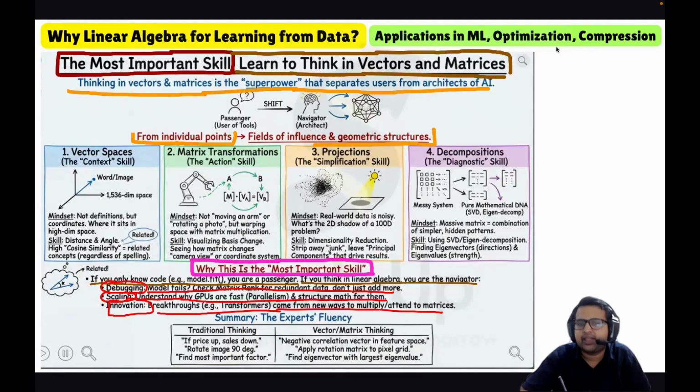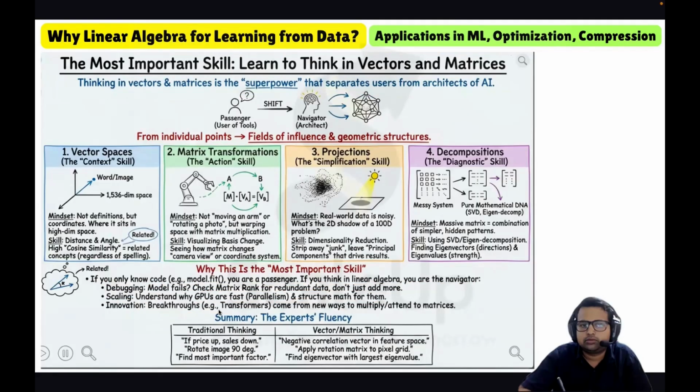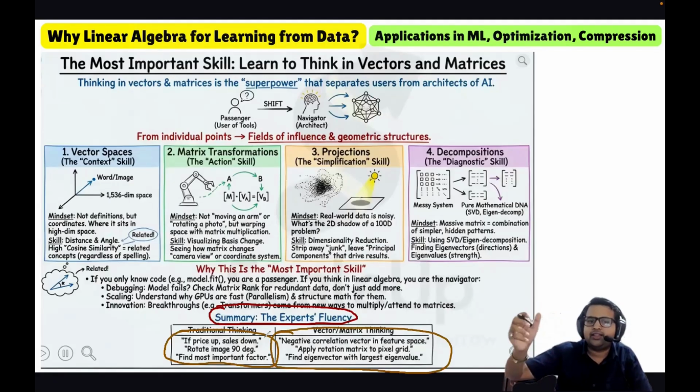We can debug, we can scale, and we can innovate our model. So if we can summarize this, the expert's fluency. In traditional thinking, we say if price goes up, sales go down. But in vector and matrix thinking, the same statement we say is a negative correlation vector in feature space. Because if one feature is increasing, the other is going down, it is a negative correlation.